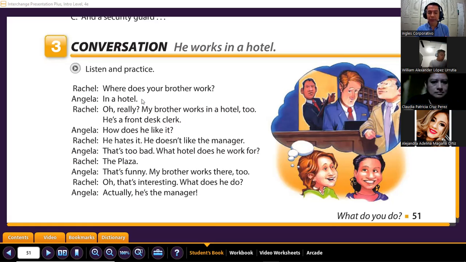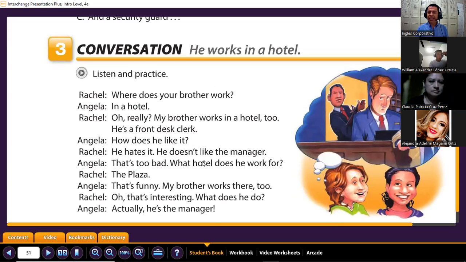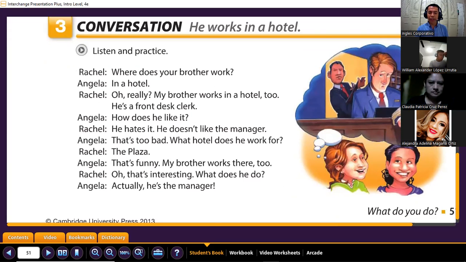In a hotel. Oh, really? My brother works in a hotel too. He's a front desk clerk. How does he like it? He hates it. Lo odia, le cae mal su trabajo, right? He doesn't like the manager.